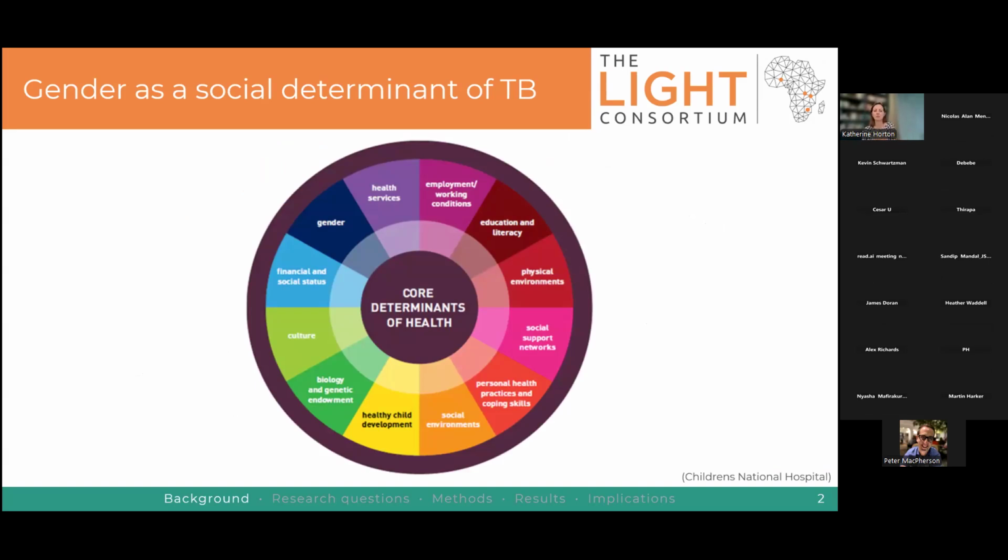Just to give a bit of background, we know that gender is a core social determinant of health. We know that it interacts with biological sex and with other identities and characteristics to impact all aspects of health, from thinking about risks and recognition of disease, and experience of disease, to access to care and experiences of care, all the way through to recoveries and outcomes. And that's true for general health. It's also very true of TB. We know that gender is a key social determinant of TB.